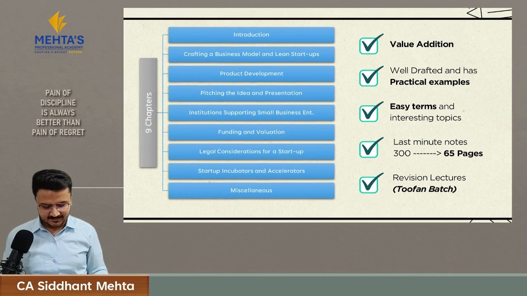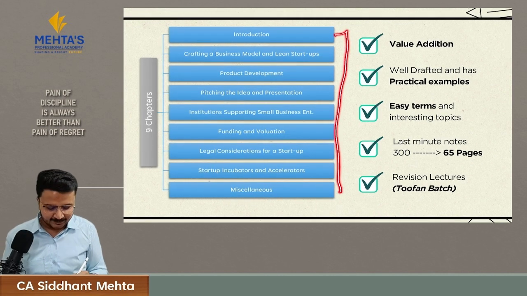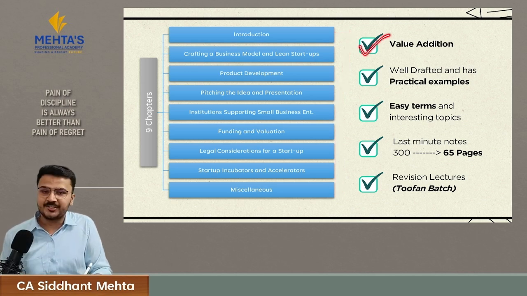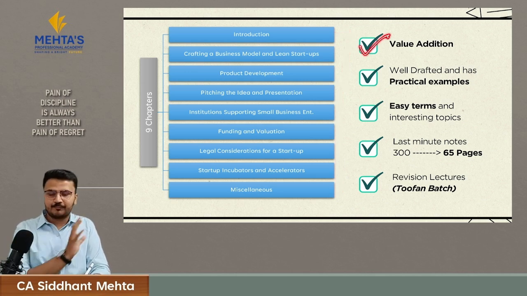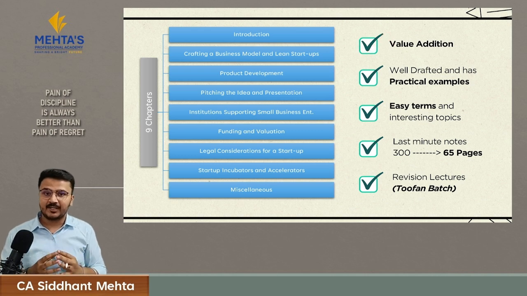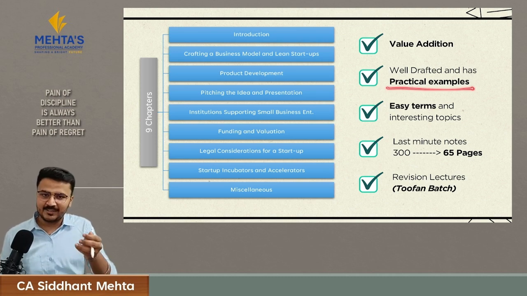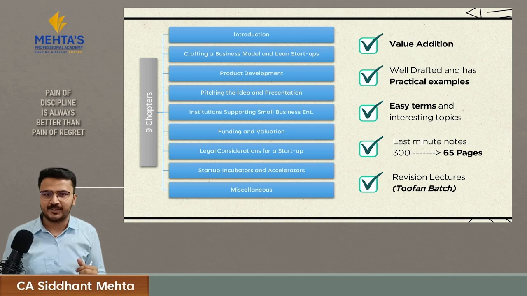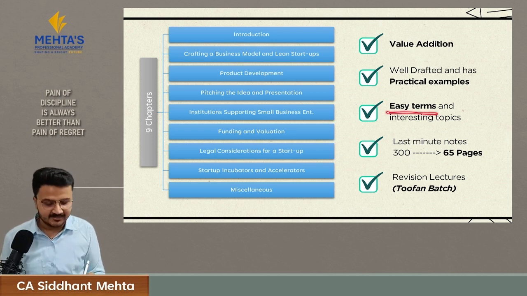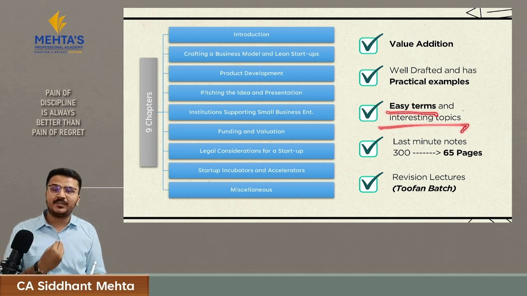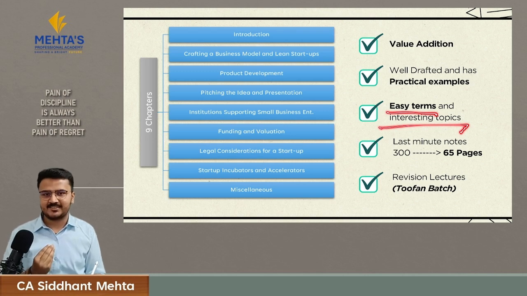So this is the journey of our Toofan batch, and if you choose this subject, there will definitely be value addition for you in terms of knowledge of startups, because here we are not only going to understand these terms, we are also going to relate them with real life examples, which will make this journey very interesting for you. All the terms in these 9 chapters are very easy, and with practical examples it becomes very interesting to learn these chapters and concepts.